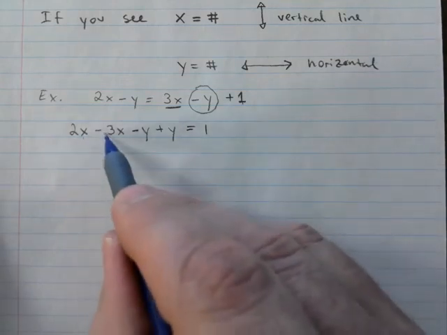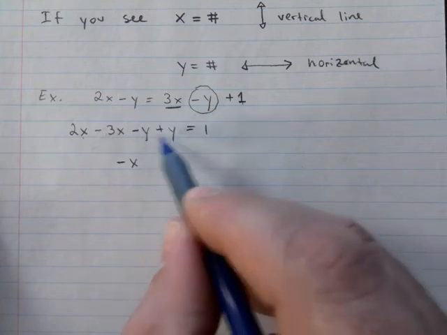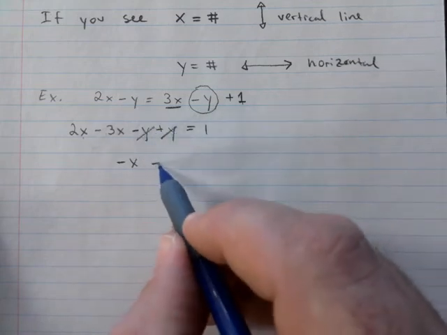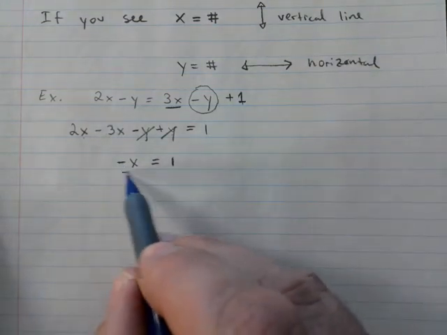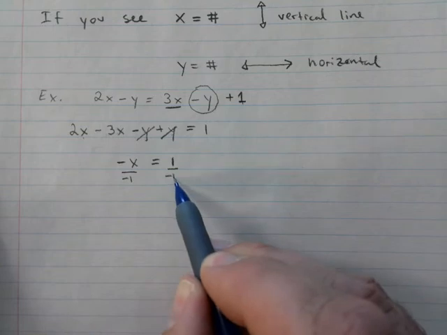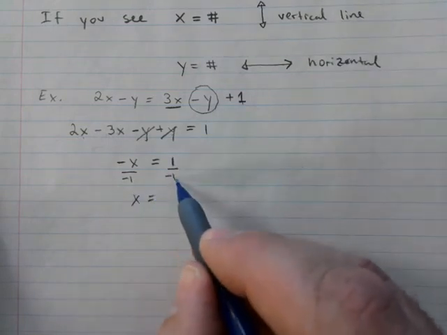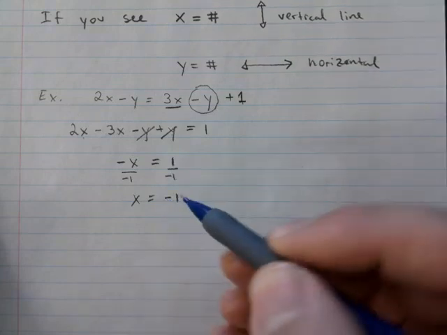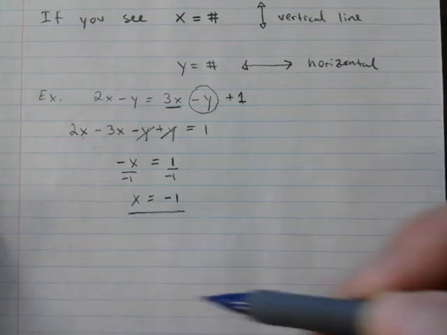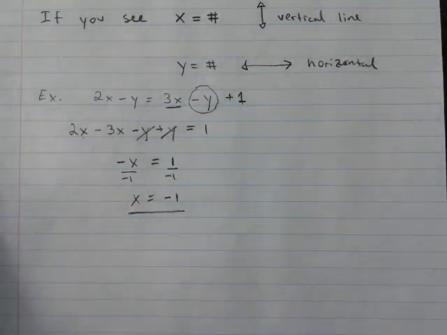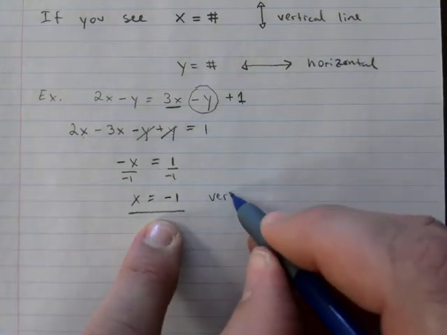And then 2x minus 3x is negative x. Negative y and y just cancels out, right? You're left with 1. You can't have negative x, right? So you need to divide both sides by negative 1. And so x is equal to, what's 1 divided by negative 1? You guessed it, negative 1. So this is now a special case, right? This is not a point. That's why I like to write points as a coordinate. This is an equation. So it's a vertical line.